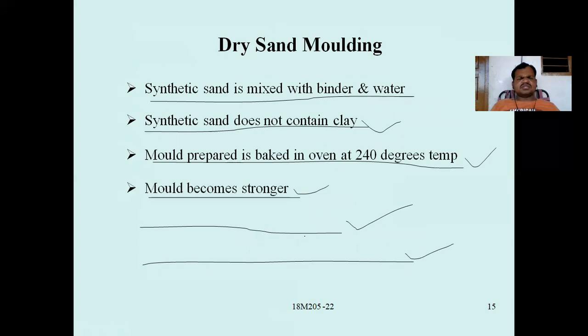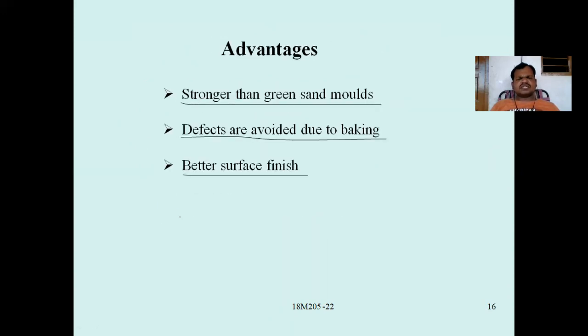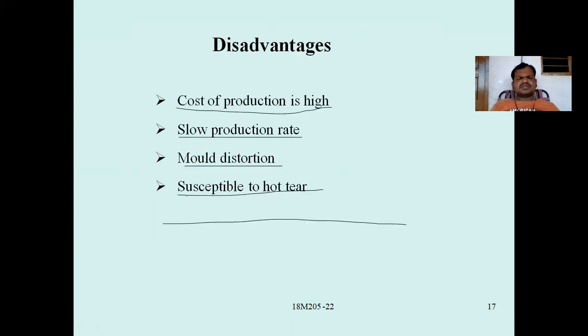Coming to dry sand molding, synthetic sand is mixed with binder and water. Synthetic sand does not contain clay. The prepared mold is baked in an oven at 240 degrees temperature, so the mold becomes stronger. Used for medium to large castings; metals like cast iron and mild steel are cast. Advantages: stronger than green sand molds, defects are avoided due to baking, better surface finish. Disadvantages: cost of production is high, slow production rate, mold distortion, susceptible to hot tears, not suitable for light and intricate parts.